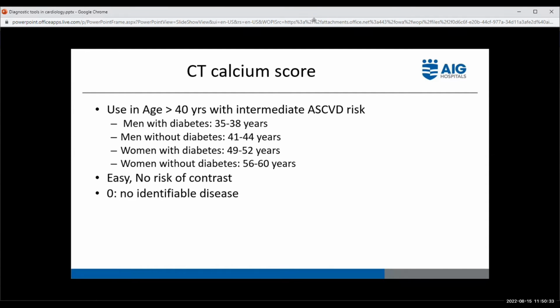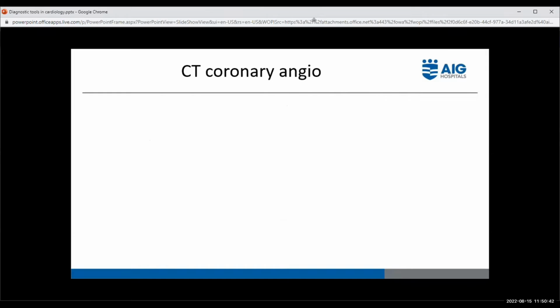If the calcium score is 0, no identifiable disease. If it is 1 to less than 100, it is mild; 100 to 400 is moderate; more than 400 is severe.